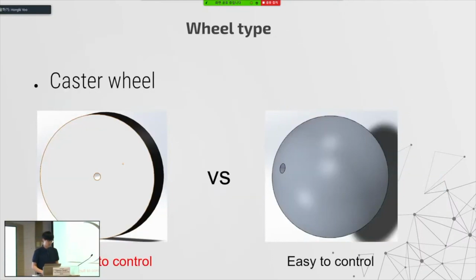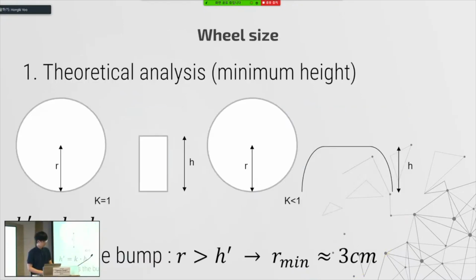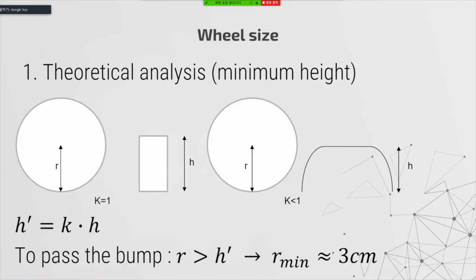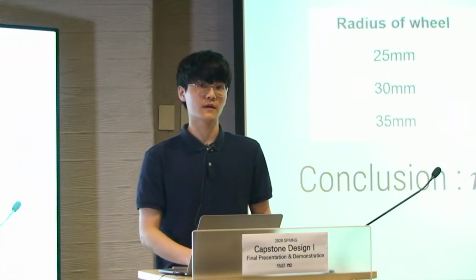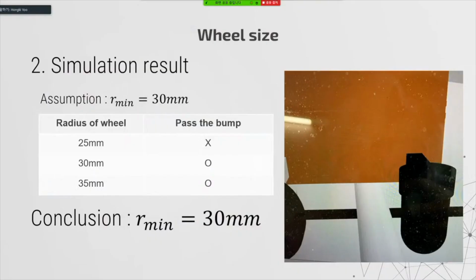In the case of the wheel, we used a ball wheel to make pivot turns easy. By theoretical analysis of the wheel size, because the bump is round, the height becomes smaller than the real value, and this affects the minimum torque needed to break through the bump. As a result, we assume the wheel radius to be at least 3 centimeters. We checked that with several experiments in Gazebo.